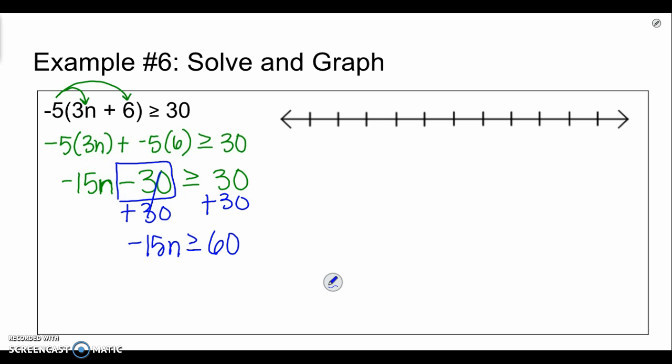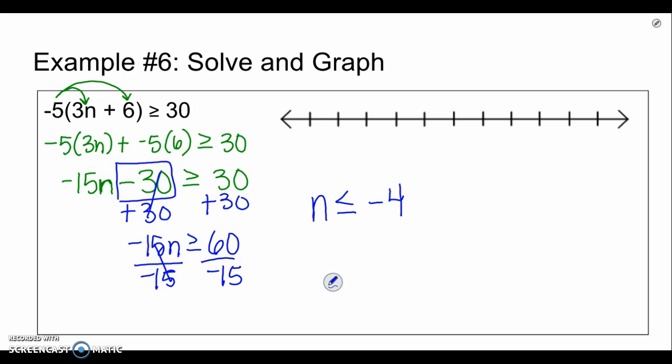The opposite of multiplying by negative 15 is to divide by negative 15. Remember, when we multiply or divide by a negative number, we must flip our inequality symbol. So now we have n is less than or equal to 60 divided by negative 15, which is going to be negative 4.